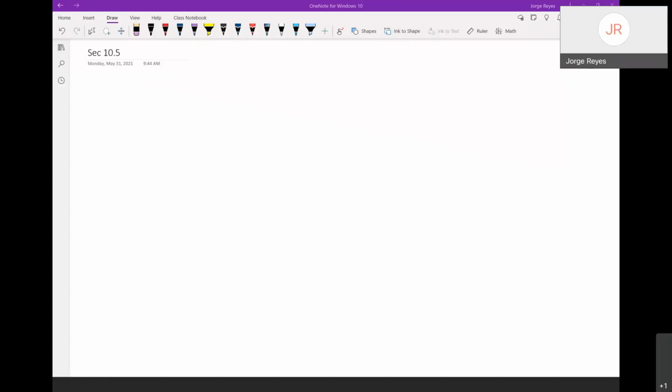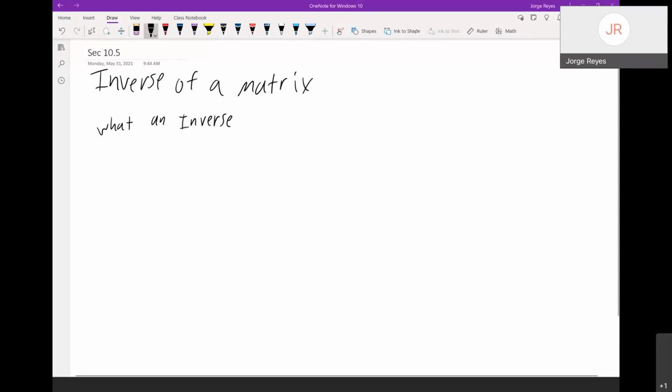Hello, class. So we are in section 10.5 now, where we will talk about inverses of a matrix. First, I just have the question of what's an inverse, right? We remember function inverses. This is similar, okay? But the idea is an inverse is something that, when you multiply, a multiplicative inverse, you get one, or the identity.